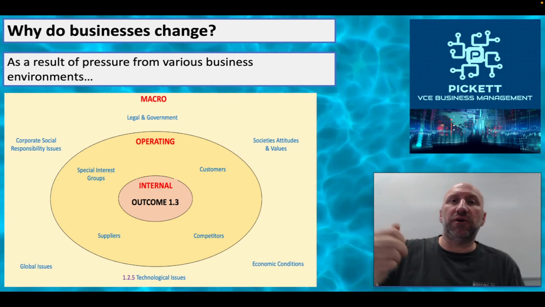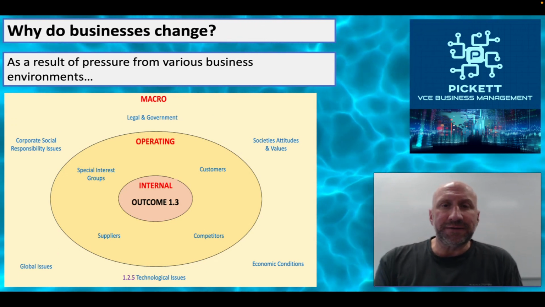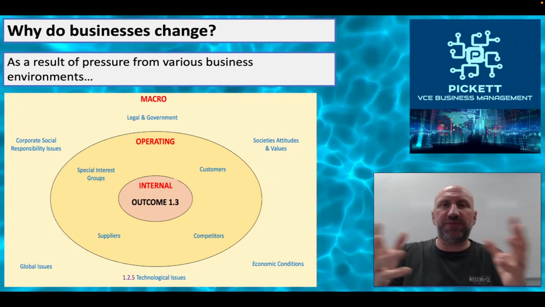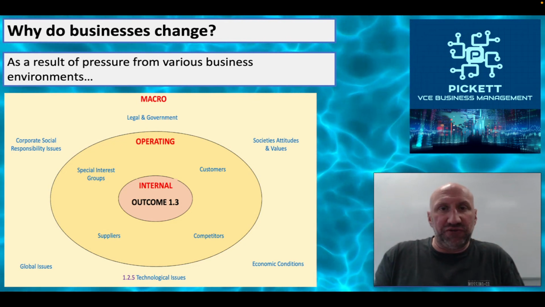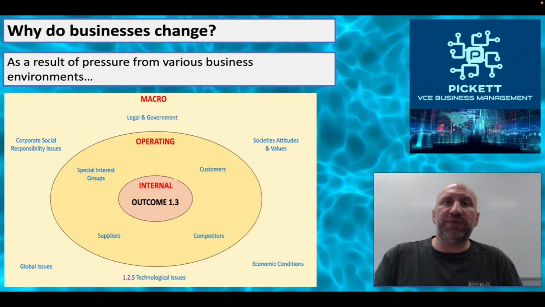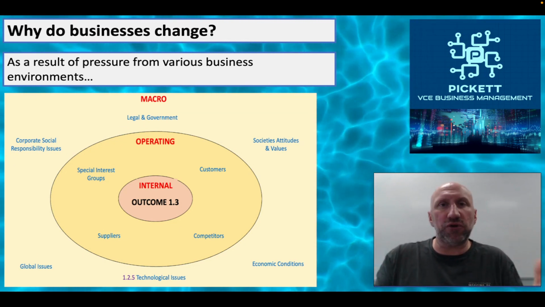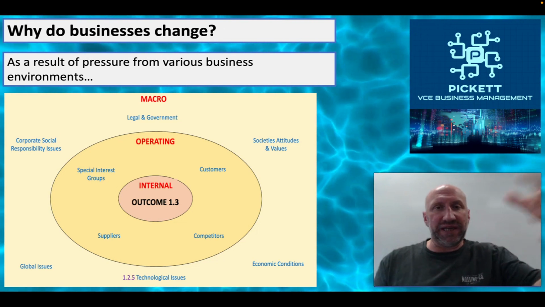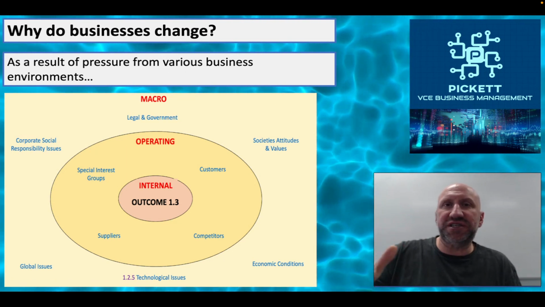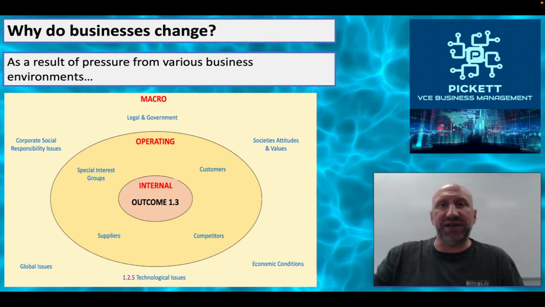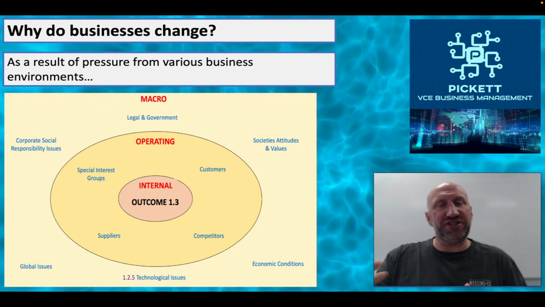And then we move to the macro environment, which is also external. But if you look at the sort of things that are in there, those elements or factors, you're not interacting with them. These are just things that exist in the broader business world, or even the world in general, which businesses need to be aware of and respond to. We have no control over them. Within our business, we have no control over legal and government, the laws and the regulations that are set. We have no control over society's attitudes and values, the economic conditions which we're operating in. But all of these things, we need to be aware of them and we need to respond to them.